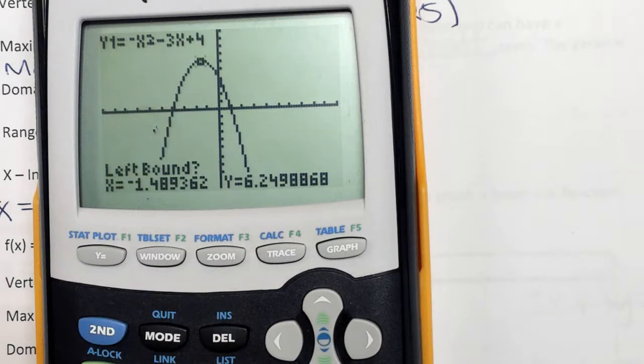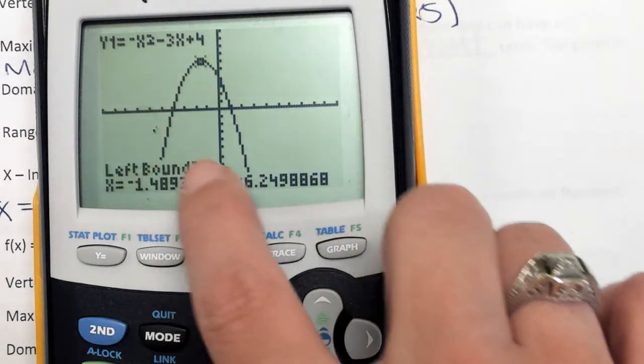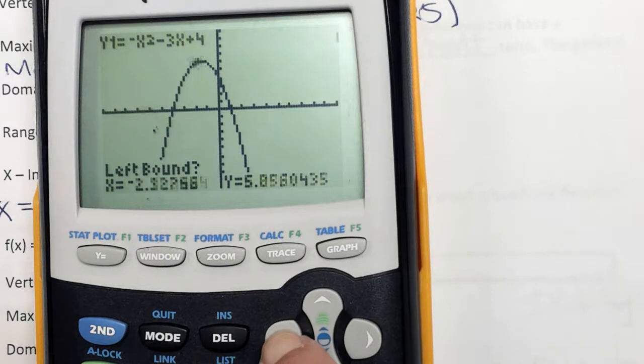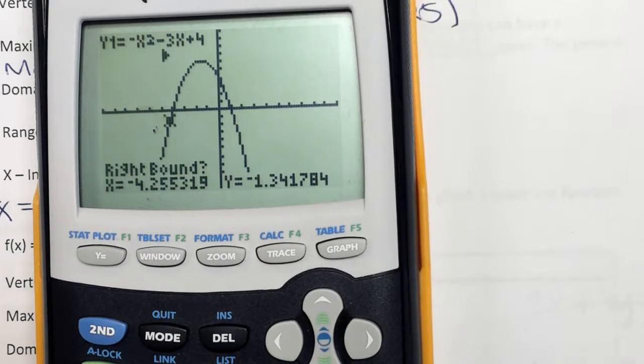Caleb, point to the left of this x-intercept. To the left. It has to be on the parabola. So like over here. Good. Move your cursor to the left of it. Anywhere to the left, as long as it's not on it. So where mine is will be good. Hit enter. And now point to where the right would be.